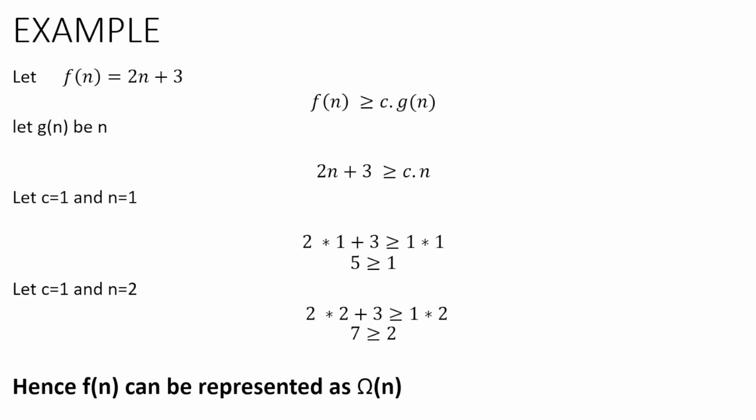Let us assume the value of c is 1 and n is 1. So it becomes 2 into 1 plus 3 greater than or equal to 1 into 1, 5 greater than or equal to 1. Holds good for the condition. Similarly, let c be 1 and n be 2. Substituting, we get 2 into 2 plus 3 greater than or equal to 1 into 2, 7 greater than or equal to 2. Again, it holds good for the condition given for omega. Hence, we can say that the given function f of n, that is 2n plus 3, can be represented as omega of n.